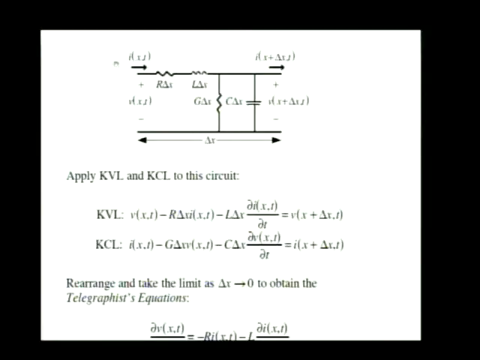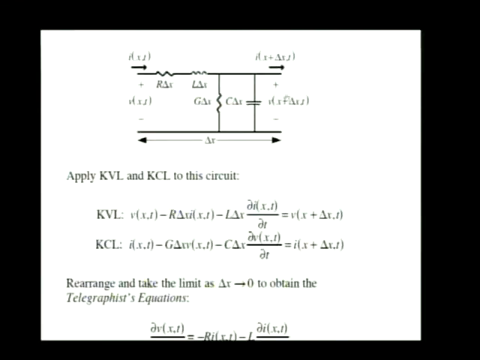Similarly, we can talk about the current flowing into the section of transmission line. Once again, let's label it x and t for position and time. Current flowing out of the other end, once again, we label it x plus delta x and t. And all I do is write Kirchhoff's voltage law and Kirchhoff's current law, solving for the voltage V of x plus delta x and t, and solving for the current I of x plus delta x and t.